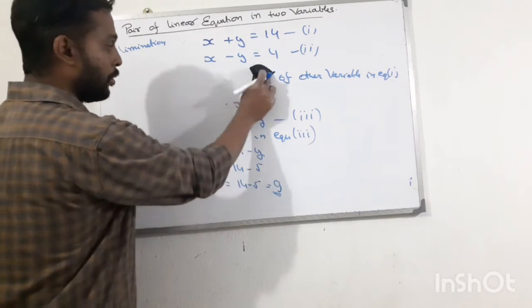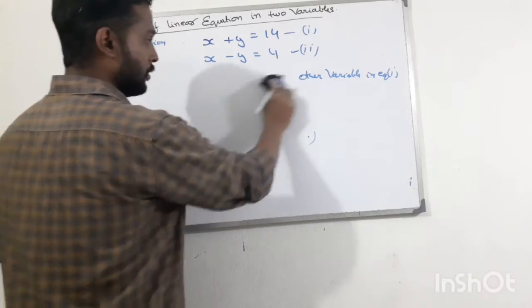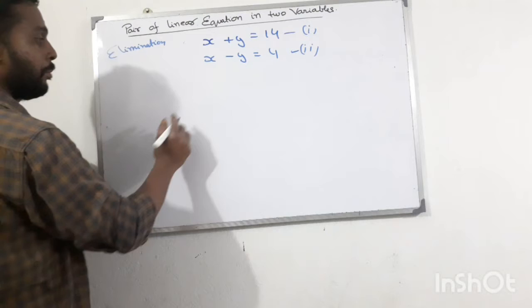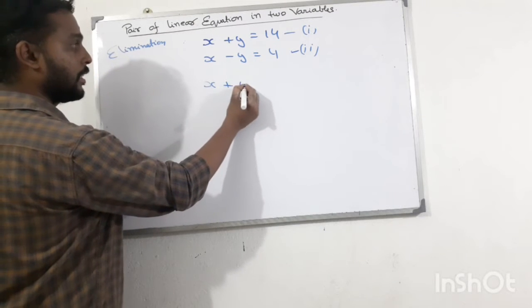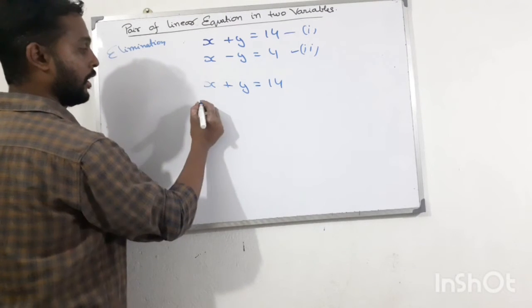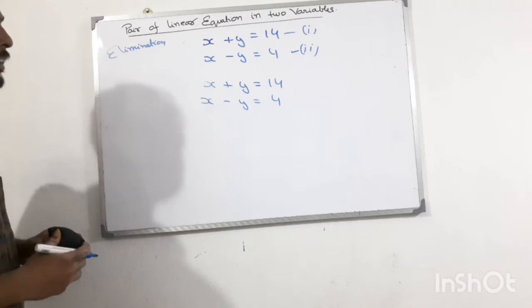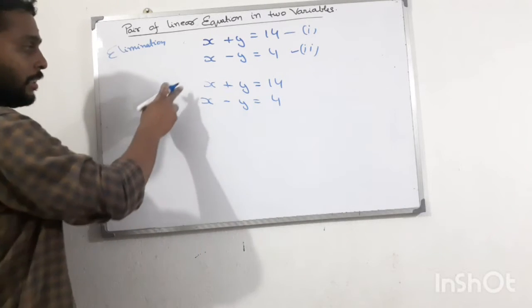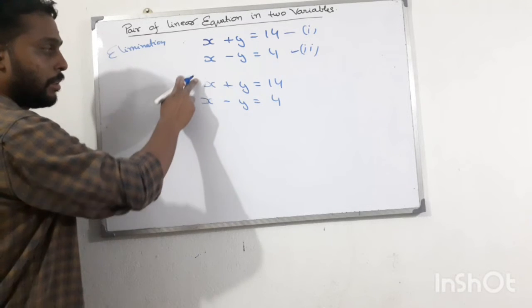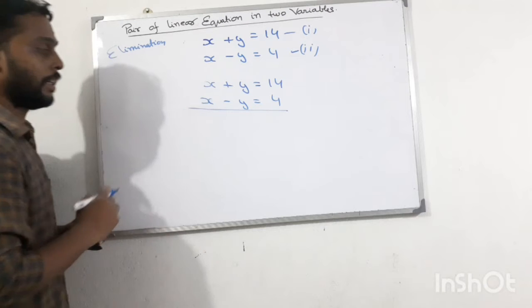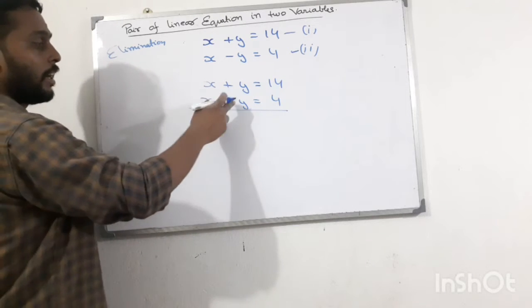So what do we have to do in the elimination method? In the elimination method, we have to write both equations like this: x plus y is equal to 40 and x minus y is equal to 4. Then we have to cancel one variable by matching. In this question, both variables have the same number, like here is 1x, here is 1x. So we have to cancel one variable. We can cancel x or y.